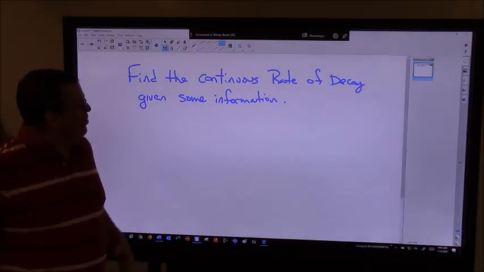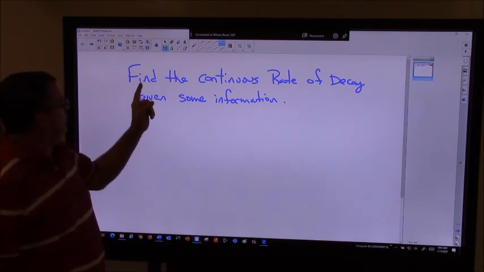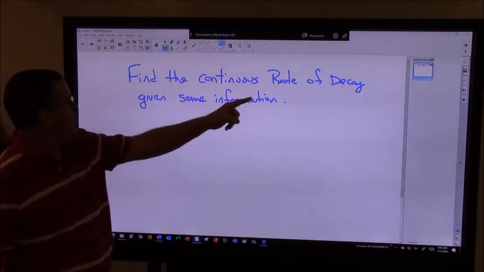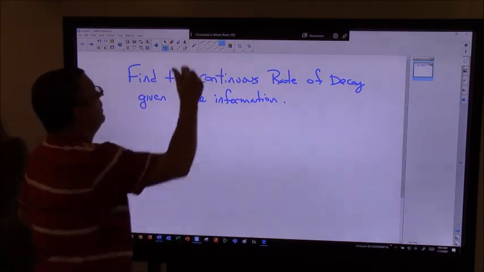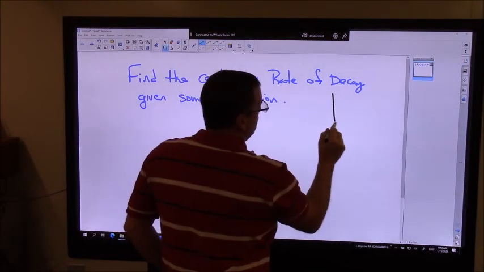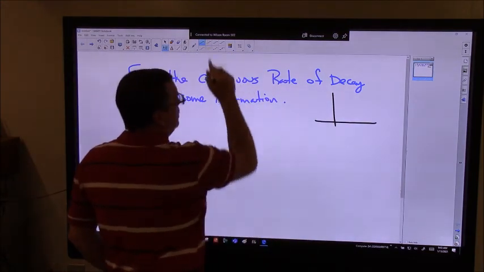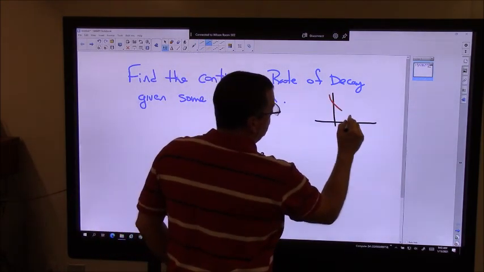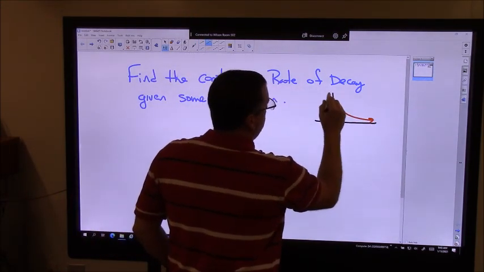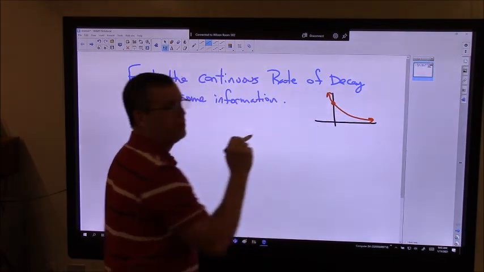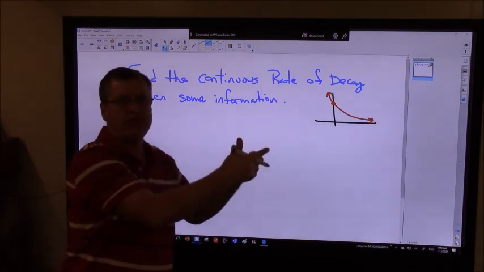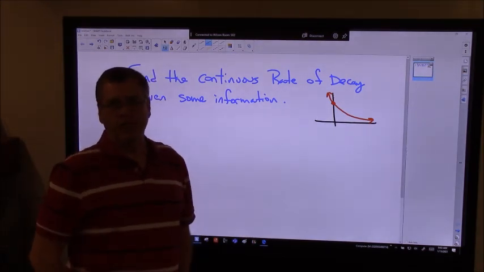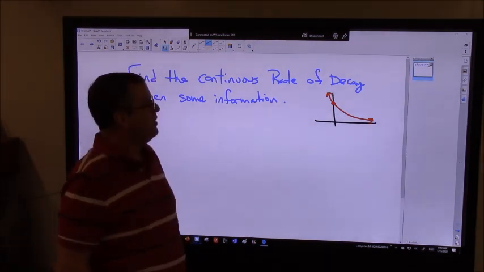So our goal for today is to be able to find the continuous rate of decay given some information. Now remember, when we graph a function and we talk about decay, it means there's a certain amount of it to begin with, a certain amount in the beginning, but whatever it is, there's going to be less and less as time goes on. Okay?